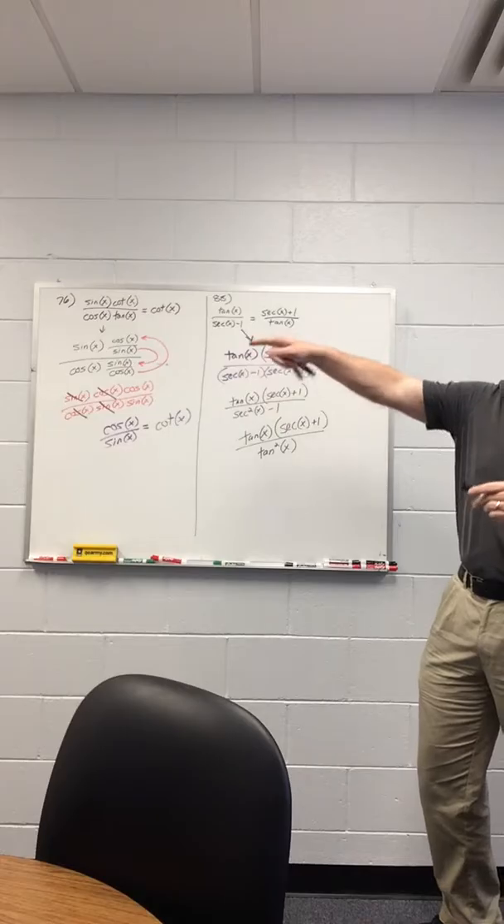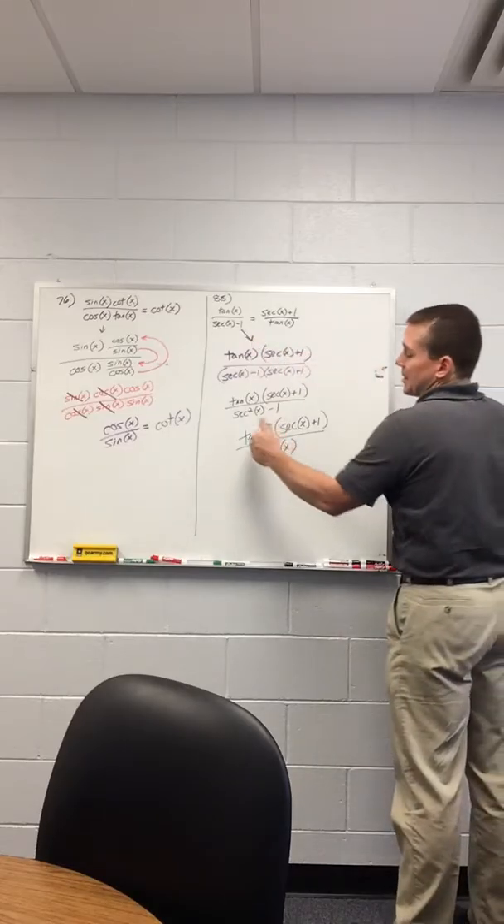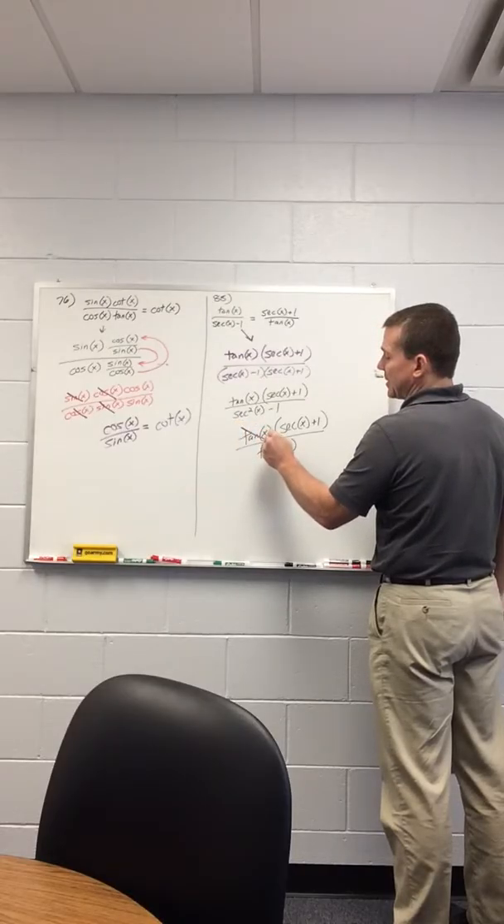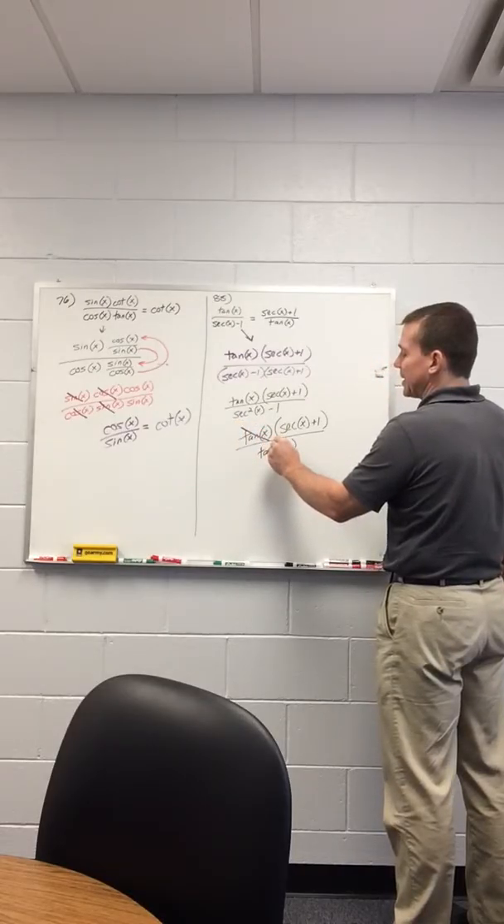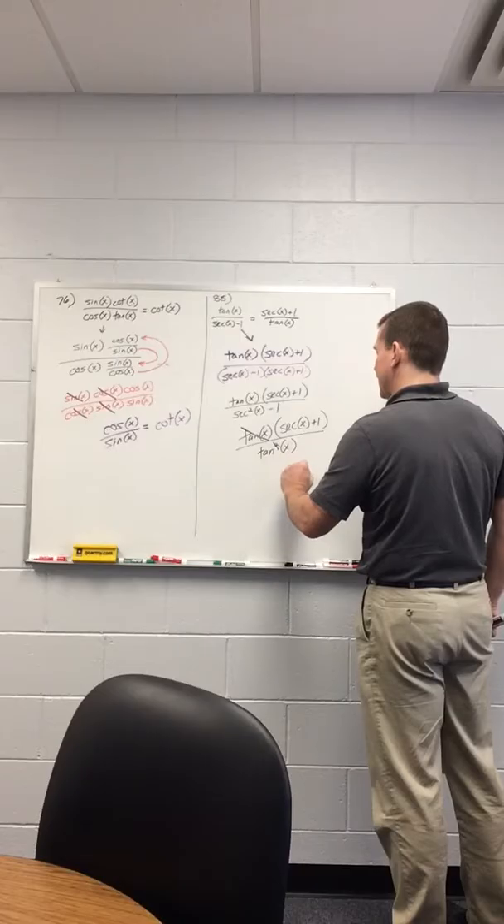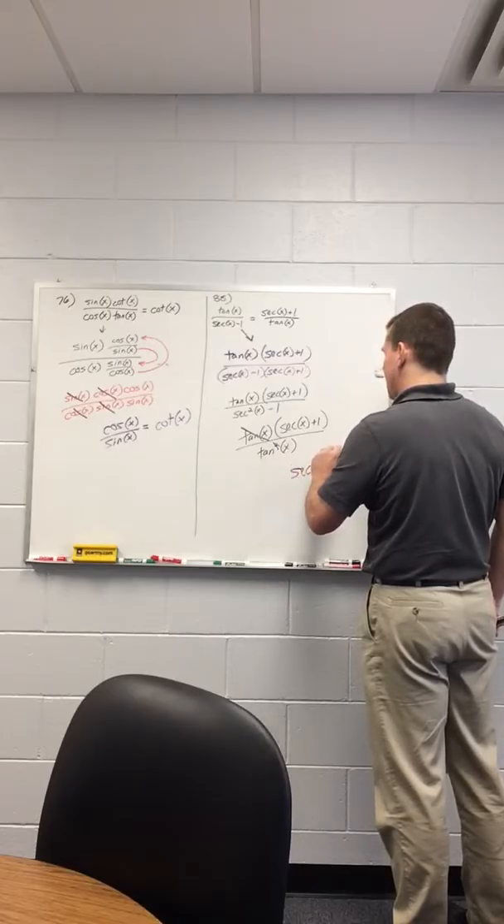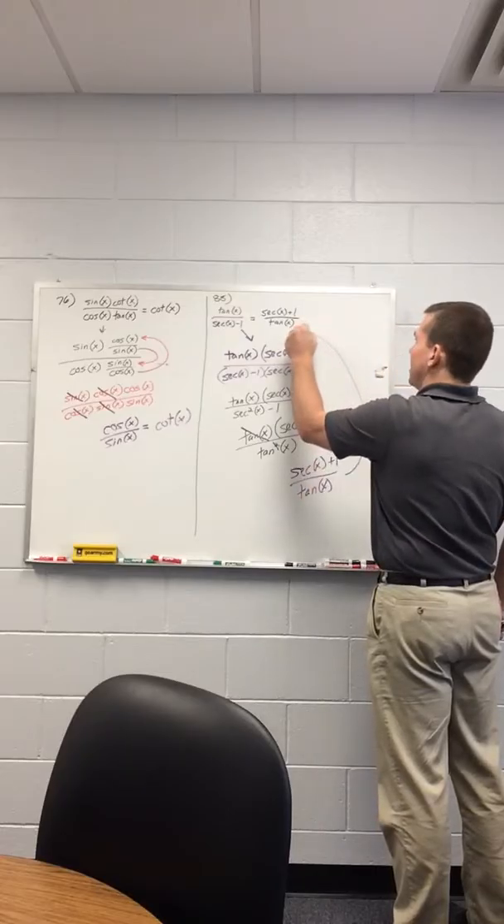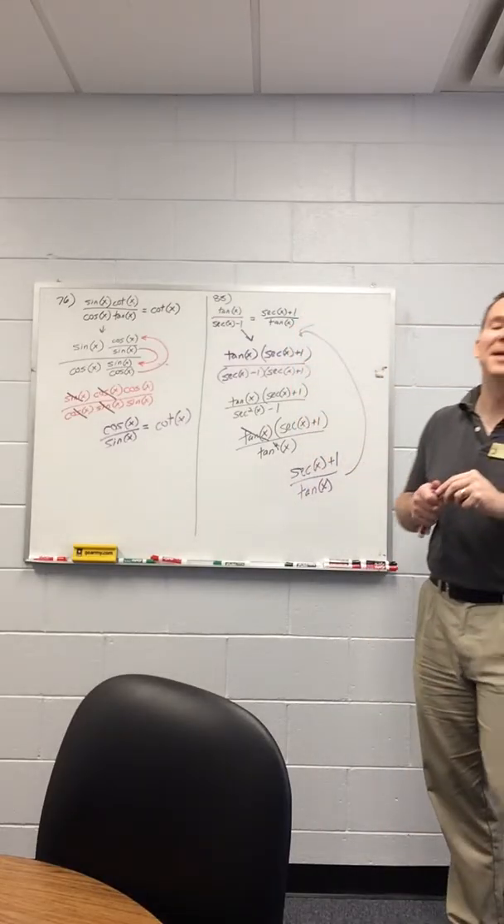And now, do what we did over there, reduce it. There's a tan x on top and a tan squared x on bottom. This tan x cancels with one of those tan x's. And then all that's left is secant x plus 1 on top, tan x on bottom, and that's exactly what I wanted, and I'm done.